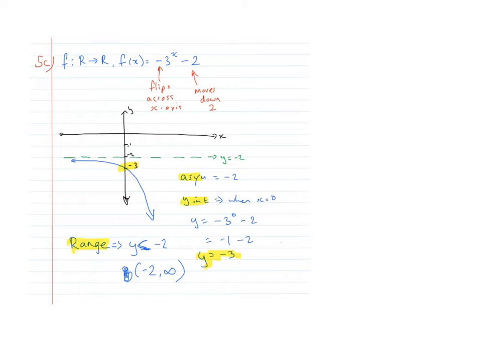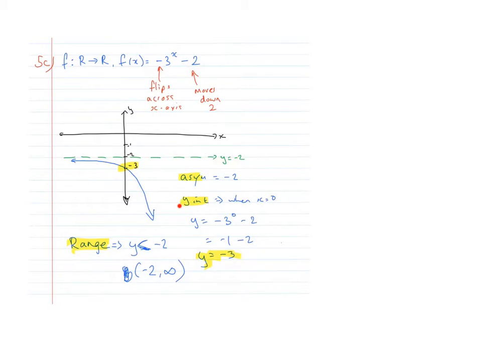Then if we go to the next page, we've got 5c that we have to draw. The function f maps the real number plane onto R. Then we've got minus 3 to the power x minus 2. We know our basic function shape goes like that, but this minus will flip it across the axis. So instead of going that way, it's going to go down that way. This negative 2 moves the whole graph down. So we've got our asymptote at minus 2. Oops, I should have put a y in there. So we've got y equals minus 2.